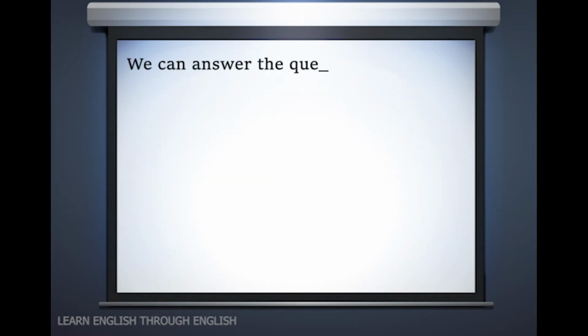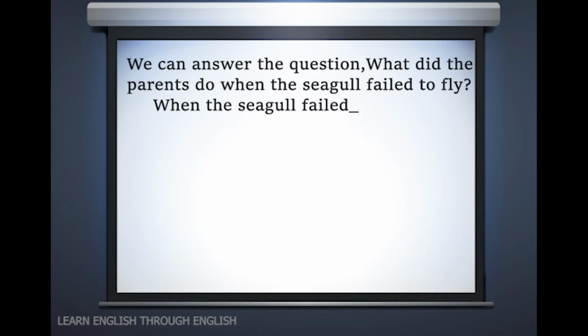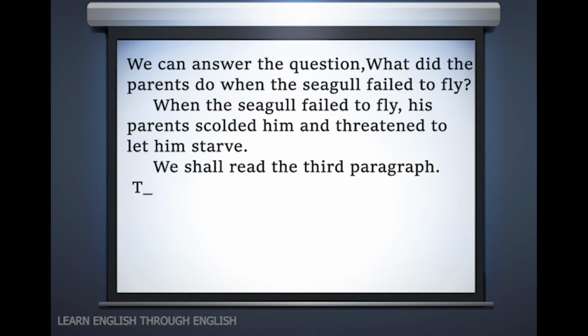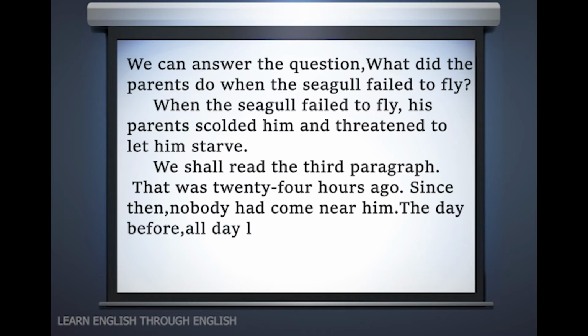We can answer the question, what did the parents do when the seagull failed to fly? When the seagull failed to fly, his parents scolded him and threatened to let him starve. We shall read the third paragraph. That was 24 hours ago. Since then, nobody had come near him.